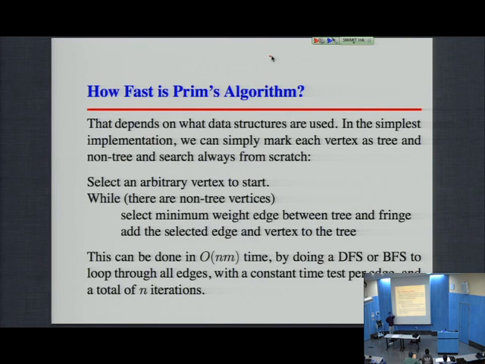Suppose we have an array of Booleans where inTree[i] is true if and only if vertex i is in the tree.